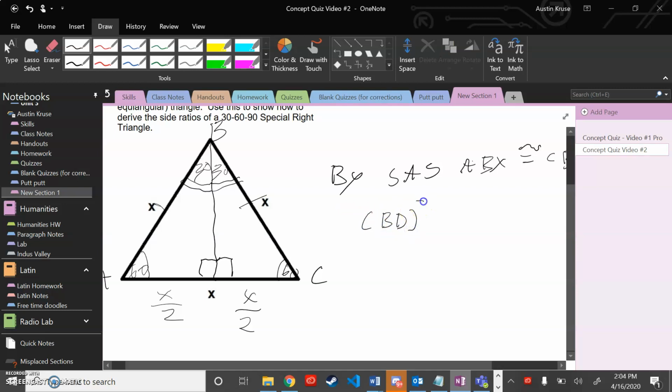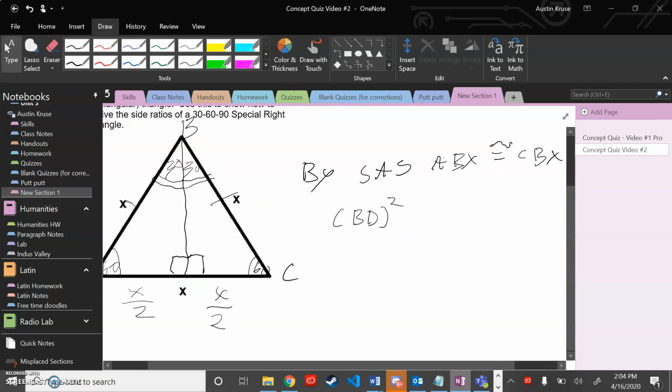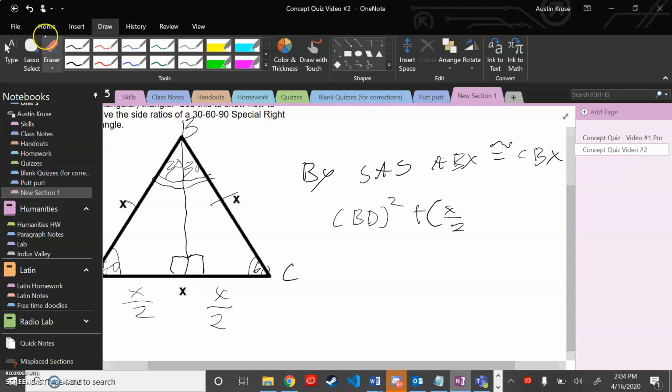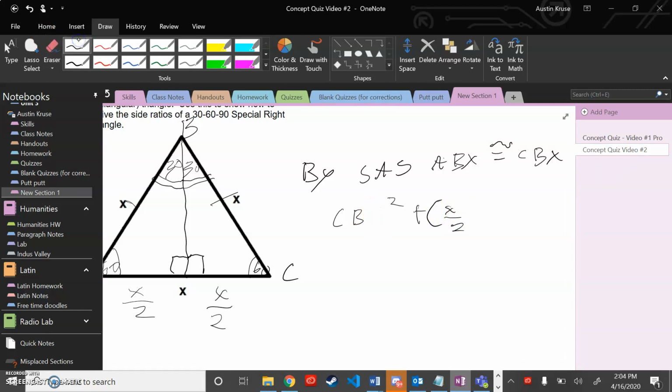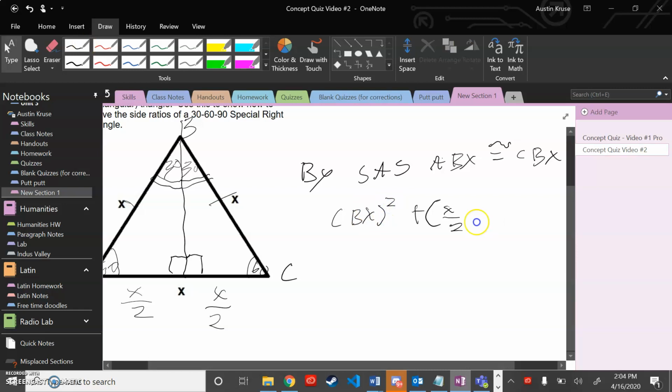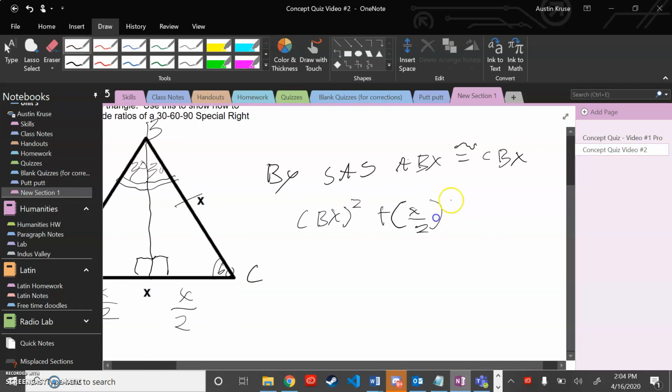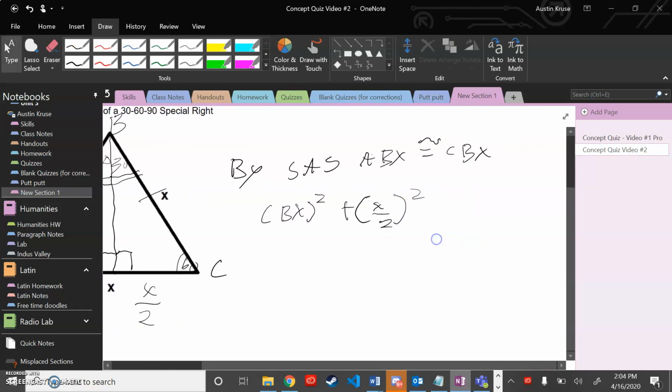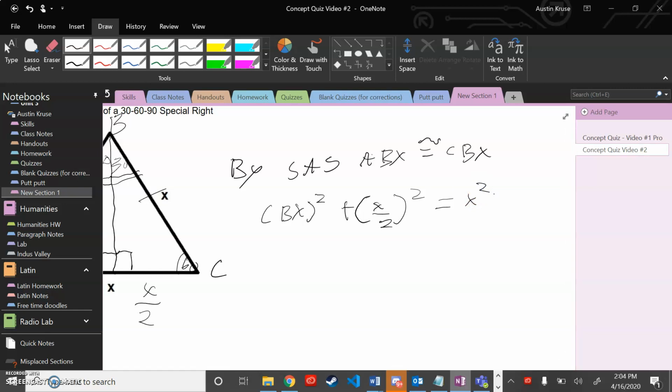BD squared plus x. Why did I say BD? I'm sorry. In my old one, I labeled XD. Sorry, BX squared plus x over 2 squared equals x squared. Alright, we have that. Now, we're just going to do the Pythagorean theorem.